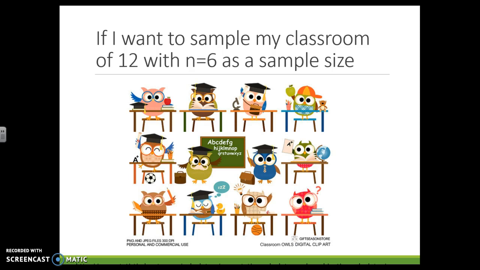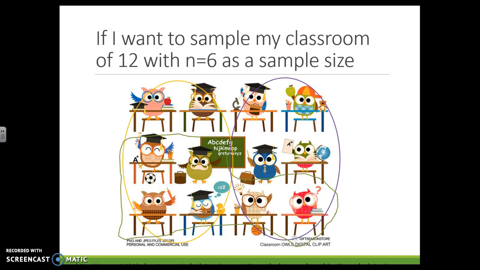So here's an example. If I want to sample my classroom of 12 with a sample size of 6, I could sample these 6, I could sample these 6, but keep in mind that every time I sample them, I'm putting them back for the next sample. So how many combinations of 6 can I have? There's actually 924 different possible combinations of 6 in this classroom. If you don't believe me, there's the website at the bottom.